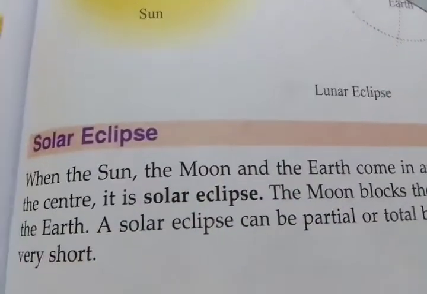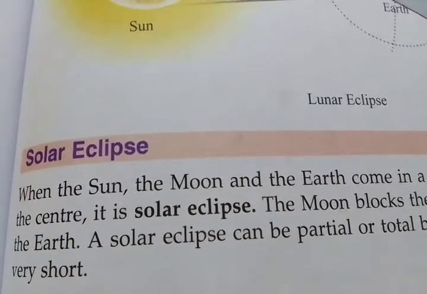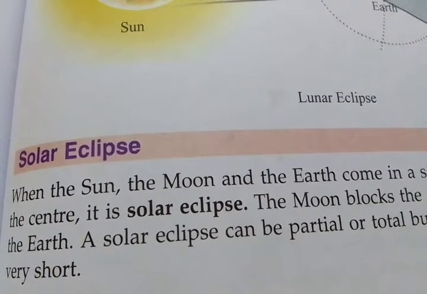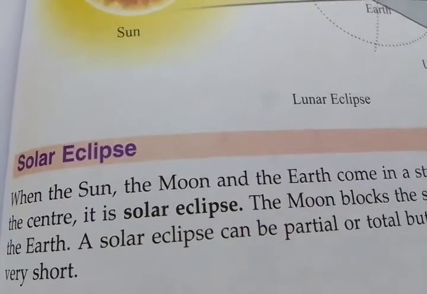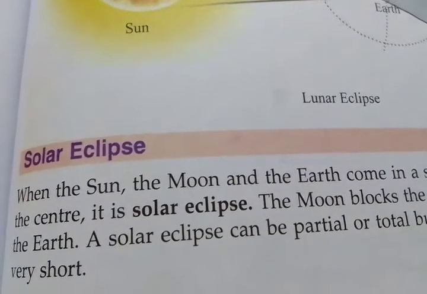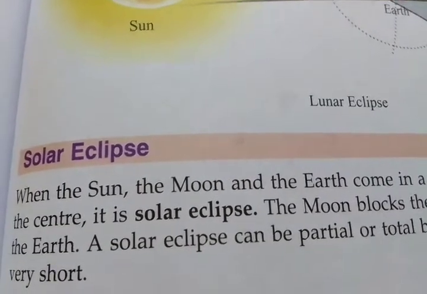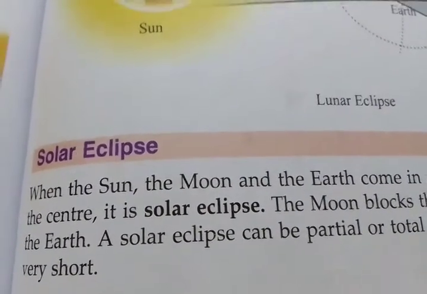Now, solar eclipse. When the Sun and the Moon and the Earth come in a straight line and the Moon is in the center, it is called as solar eclipse. The Moon blocks the sunlight and casts a shadow on the Earth. A solar eclipse can be partial or total, but the duration of solar eclipse is very short.